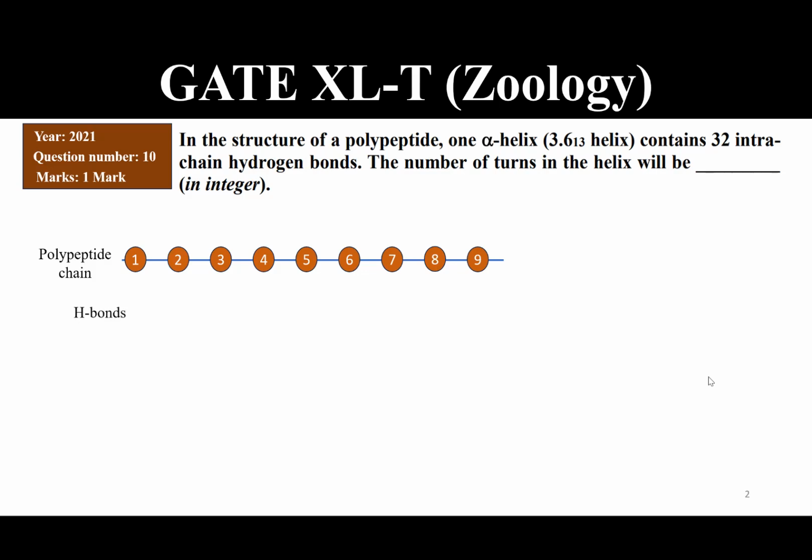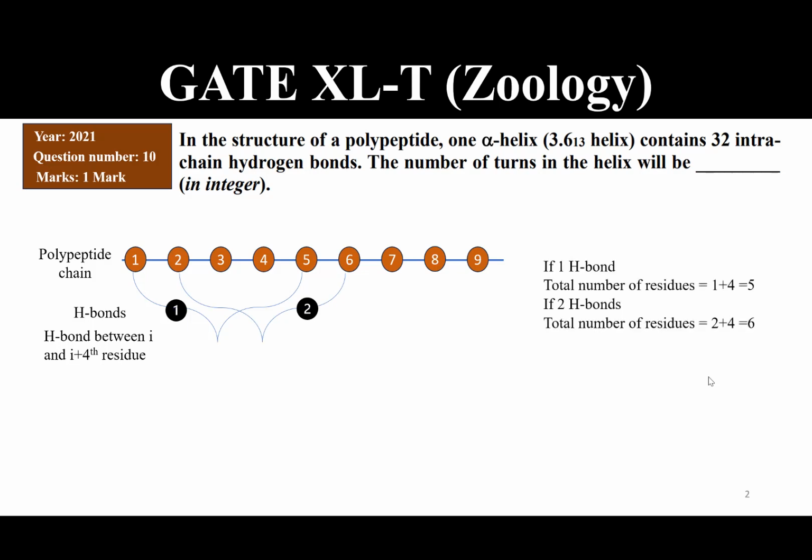The rule of hydrogen bonds in a 3.6 helix is that they form between the i and the i plus 4th residue, which means that the first residue will pair up with the 5th residue to form an H bond. So if we look at this figure, the first hydrogen bond is between the 1st and the 5th residue. Similarly, the second hydrogen bond is between the 2nd and the 6th residue.